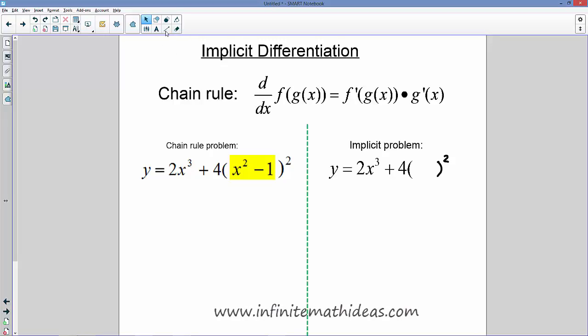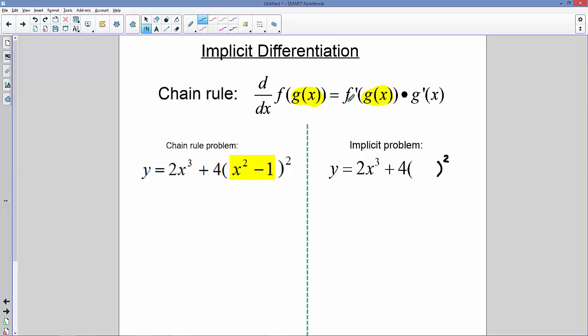Implicit differentiation. Let's take a look at the chain rule before we do implicit differentiation. So the chain rule says if you want to take the derivative of a composite function, and I'm going to highlight this g, that's the inner function. There it is again. You've got to take the derivative of the outer function. Its variable will be the inner function. And then, of course, don't forget to multiply it by the derivative of the inner function, okay?